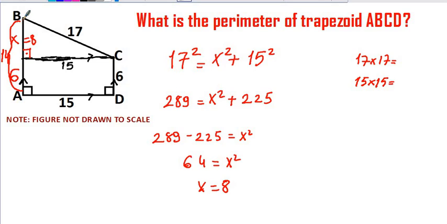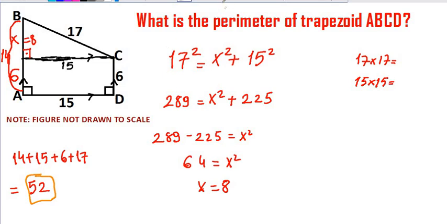Alright, so the perimeter is going to be the sum of the length of all sides. So the perimeter is going to be 14 plus 15 plus 6 plus 17. So we got 29 plus 6, 35. So it's going to be 52. So 52 is our answer. The perimeter of this trapezoid is 52.